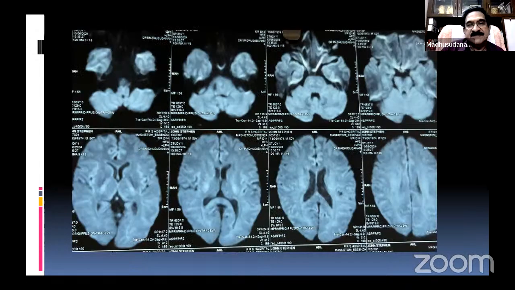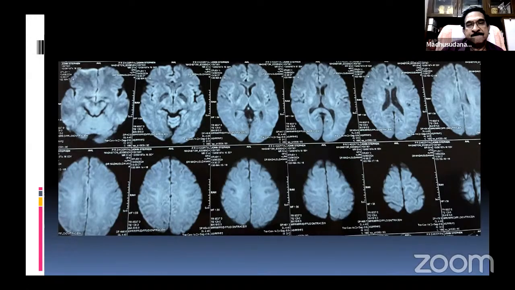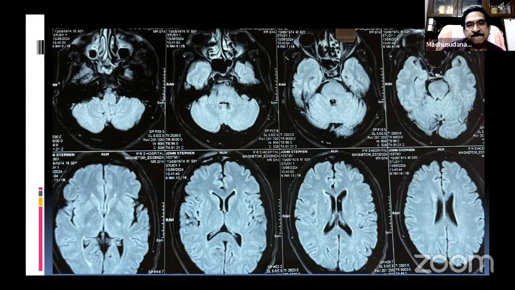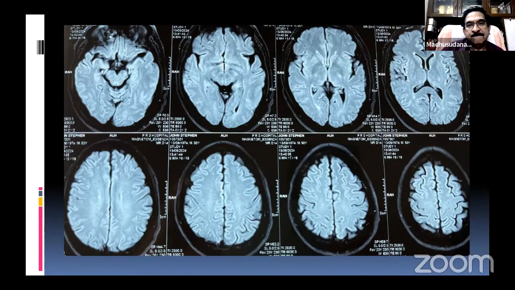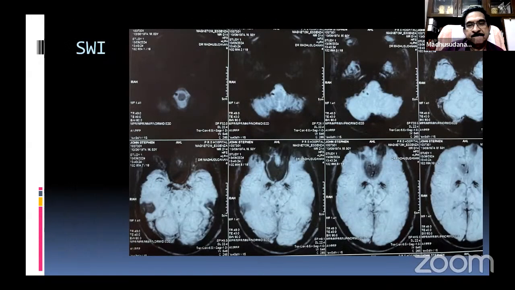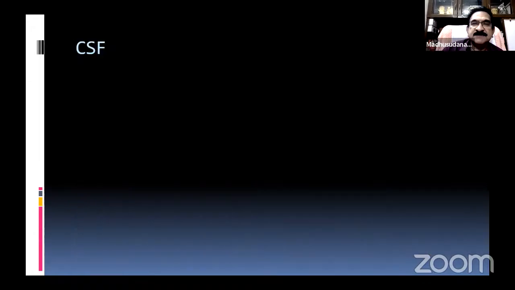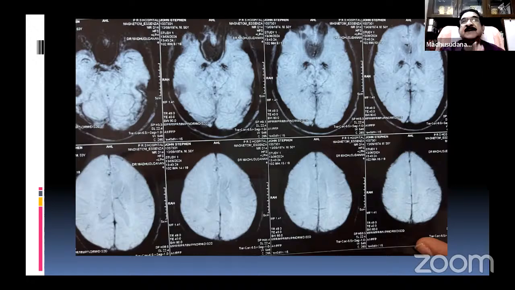This is a diffusion sequence. This is the FLAIR. This SWI. No hemorrhagic lesions could be seen. So now MRI brain normal, cervical spine normal. What else do you want now?